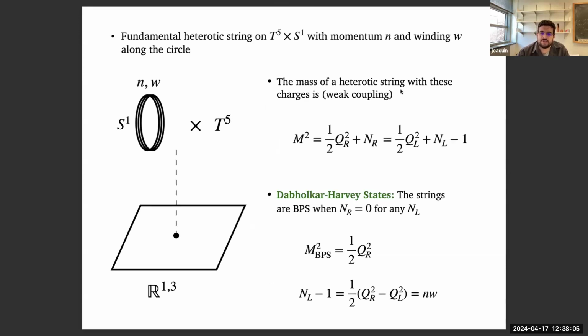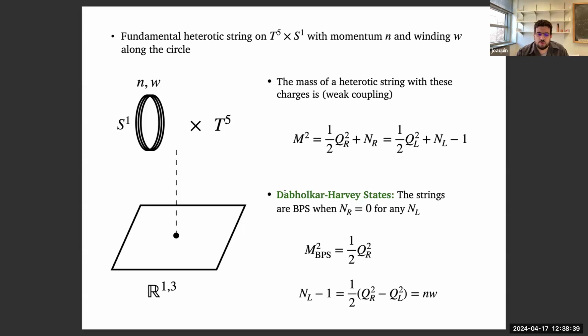So the mass of these heterotic string states with these charges is, at weak string coupling, given by this formula. These are just the formulas you learn when you study the heterotic string. Q_R and Q_L are the right and left moving momenta, and N_R and N_L are the right and left moving excitation numbers of the string. As you see, the -1 is here, so that means that the right mover is supersymmetric and the left mover is not.